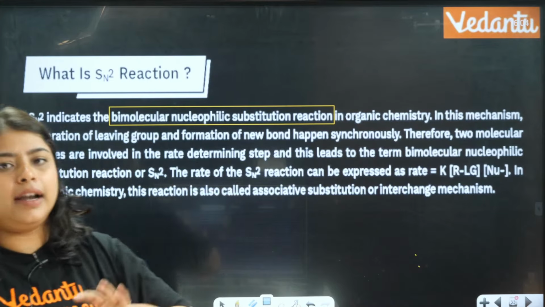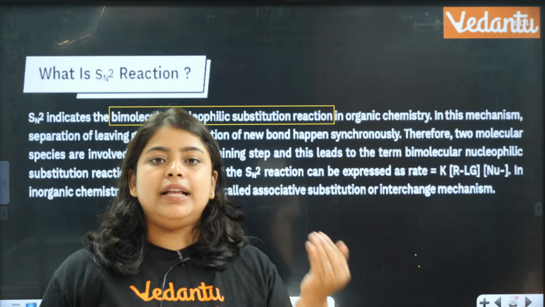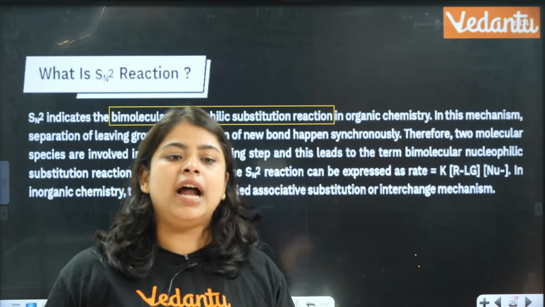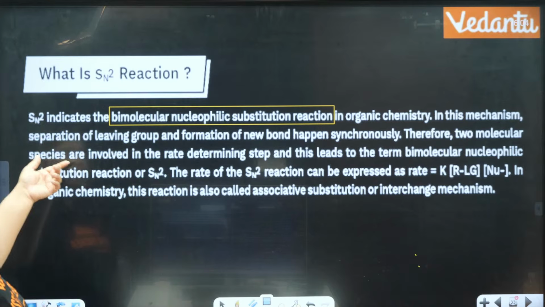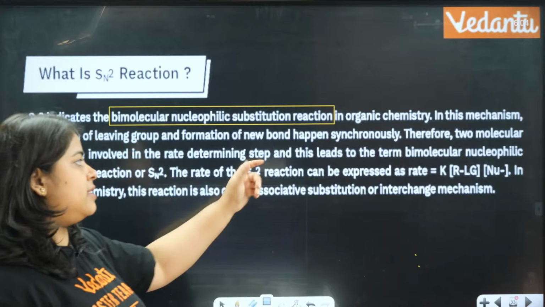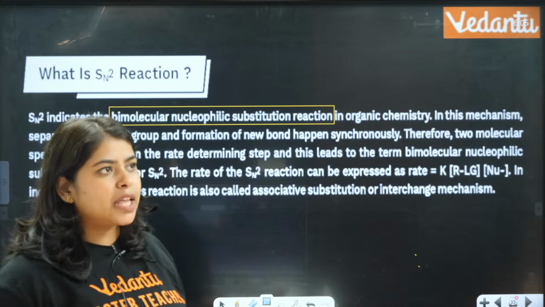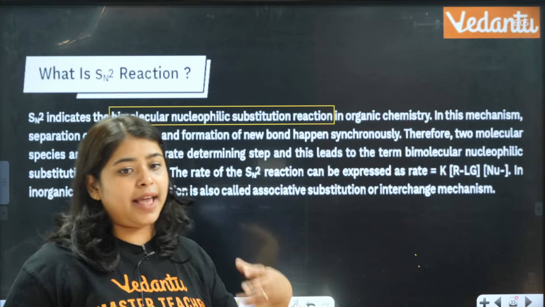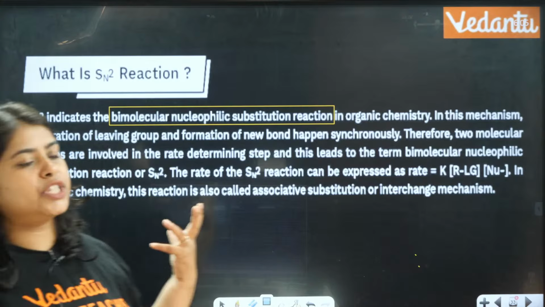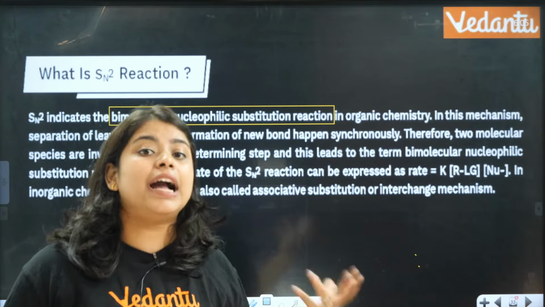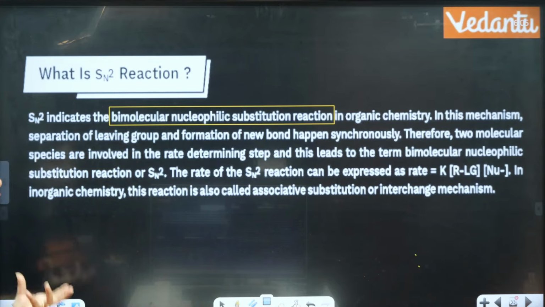In SN1 you were playing with only one species because it was uni. But here in SN2 there are two, and we can play with both of them. Both species are involved in the rate determining step, and this leads to the term bimolecular nucleophilic substitution; that is how it got its name. There is only a single step included in the SN2 reaction.